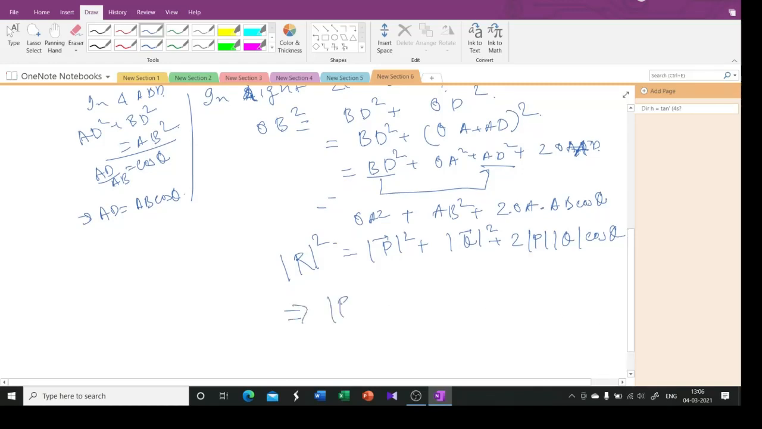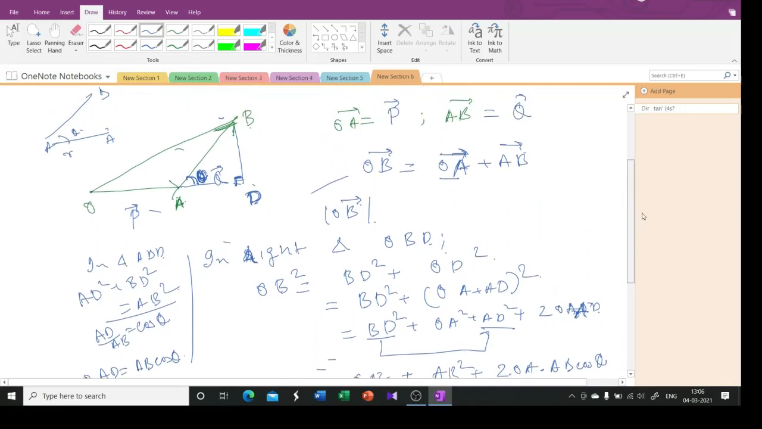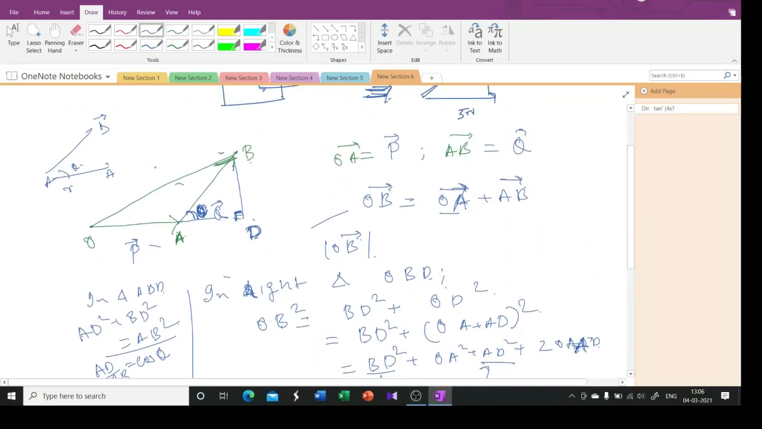So the resultant R is simply equal to the root of mod of P square plus Q square plus 2 of mod of P mod of Q cos theta. So we found out the magnitude of the resultant. This is the resultant R. Now suppose we need to find the angle at which this resultant is inclined to one of the vectors, let's say OA. Let me crop this out a bit.